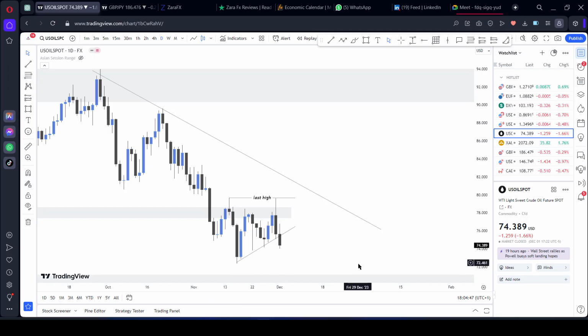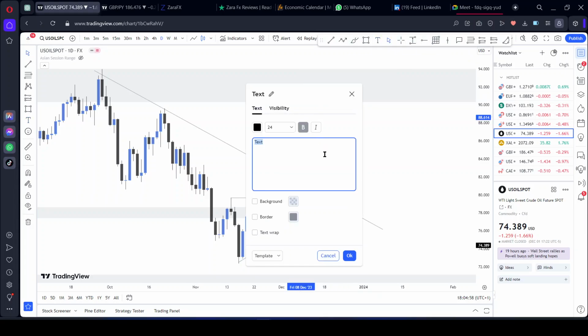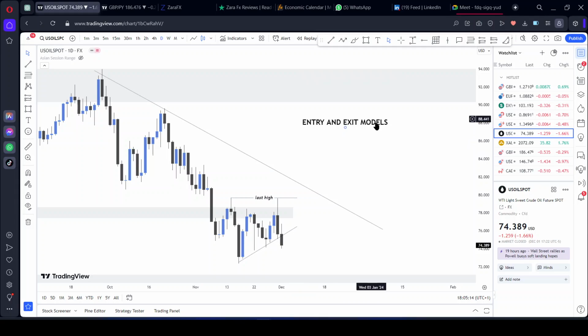Alright, so this is going to be our class on entry and exit models. Entry and exit models. So this video, you will have to watch it a couple of times to really get the hang of it, but it's very simple. It's not different from all we've been doing.